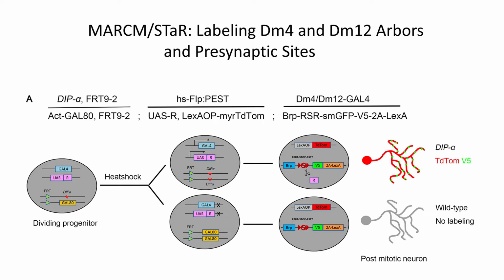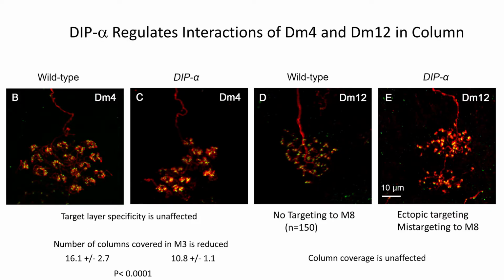So let me show you this for DM4 and DM12 here. The left side shows two panels, a wild type DM4 and mutant, and you can see that there's a reduction in the extent of process outgrowth within the layer. So instead of covering about 16 columns, it covers 11 columns on average.